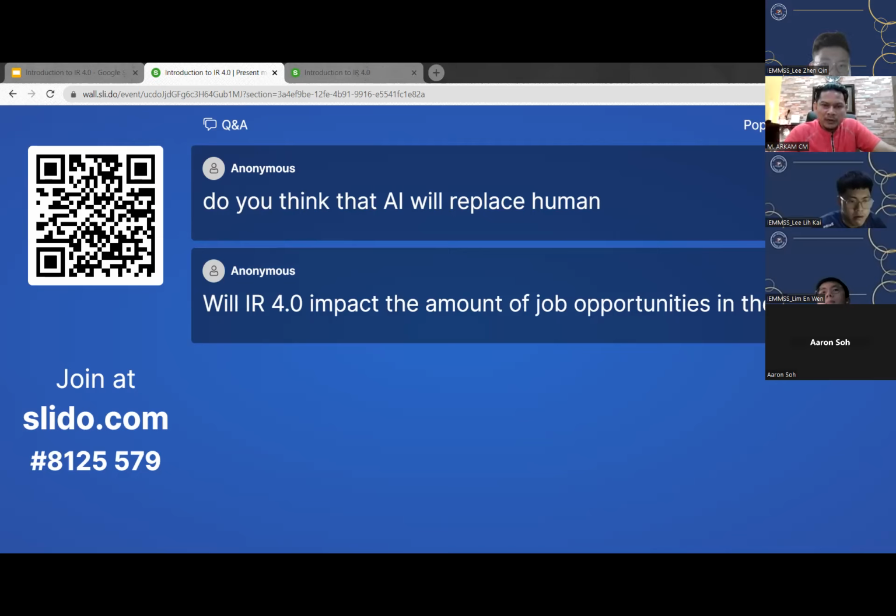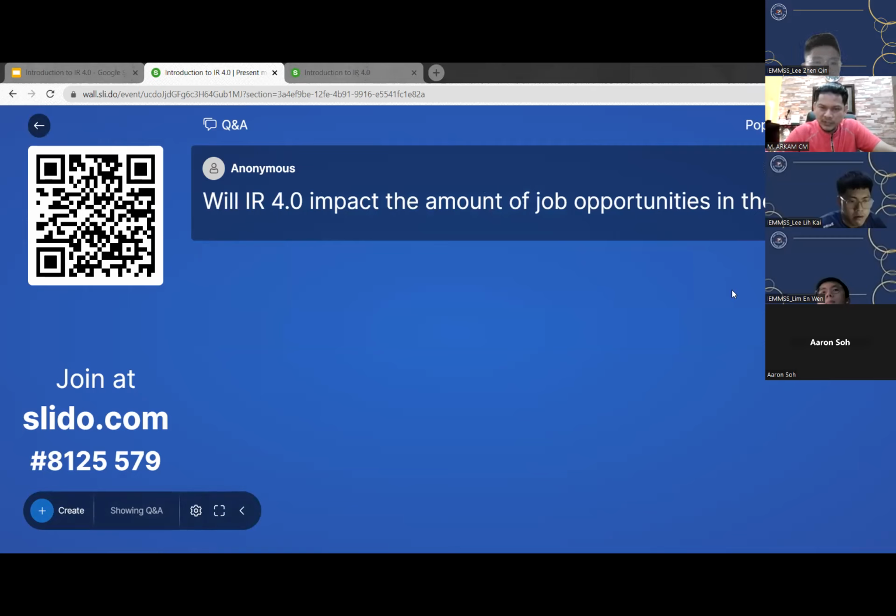Will IR impact the amount of job opportunities? Yes, it impacts the amount of job opportunities in both directions. It will eliminate some job functions. At the same time, it will create more job functions.